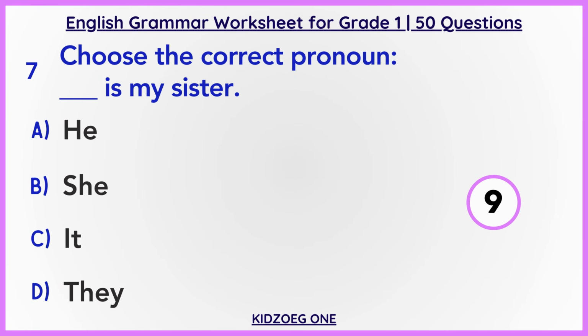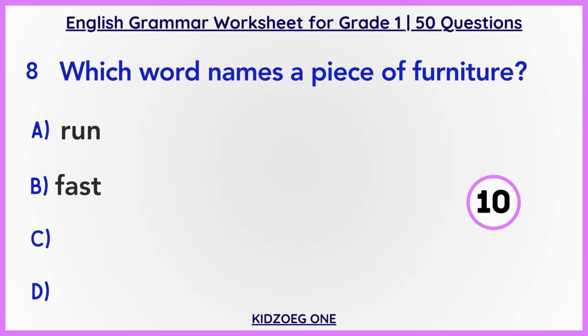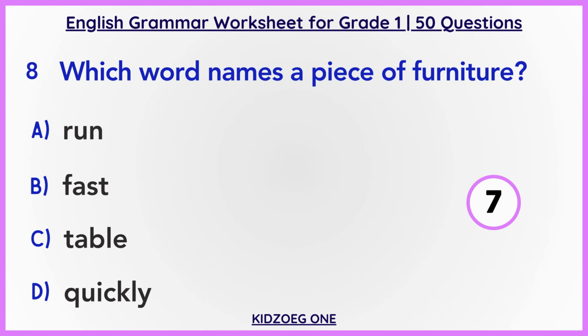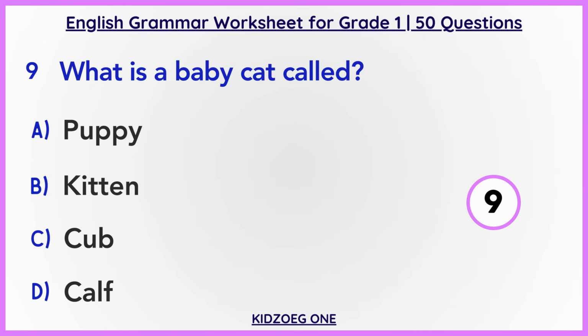Choose the correct pronoun. Dash is my sister. She. Which word names a piece of furniture? Table. What is a baby cat called? Kitten.